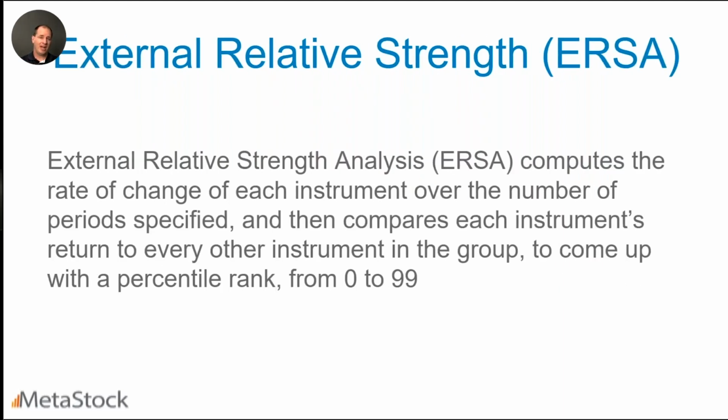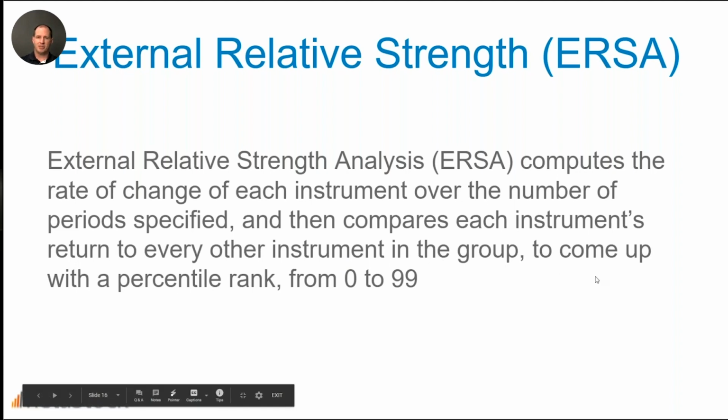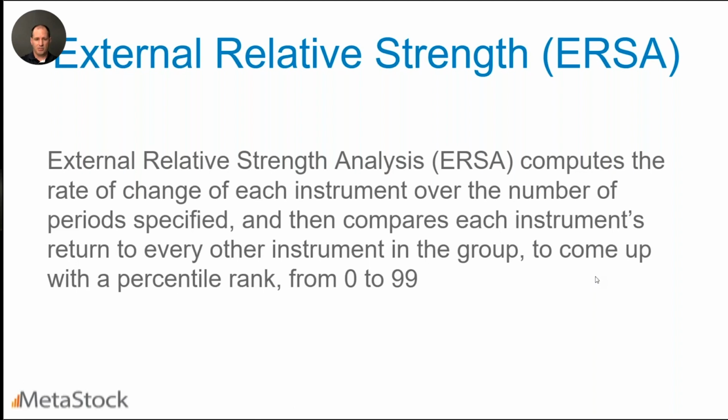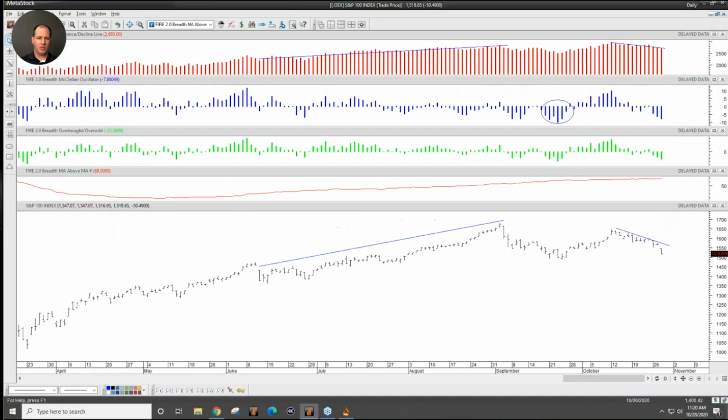What we're actually talking about with FIRE, and this is really unique, is external relative strength, or ERSA. So basically what this does is it measures rate of change over a period of time and then compares it to every other stock in your list. And again, this can be the S&P 100, 500 optionable stocks, or it could be your own watch list, okay? These things aren't tied anymore to these specific broad market indicators because you can make your own again. So then what it does is it comes up with a percentile rank from 0 to 99 and gives it a rank. Okay, so what we're going to do is we're going to go into MetaStock.